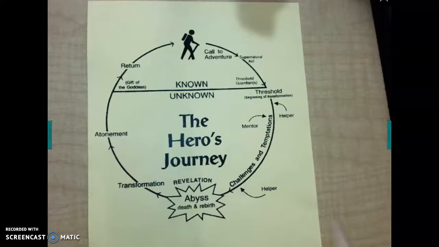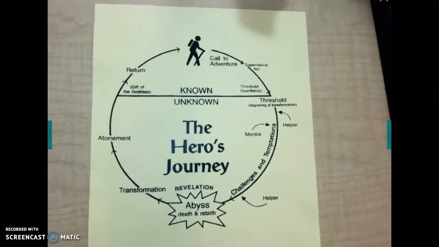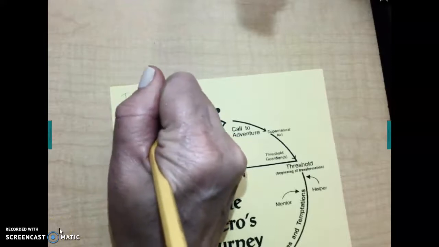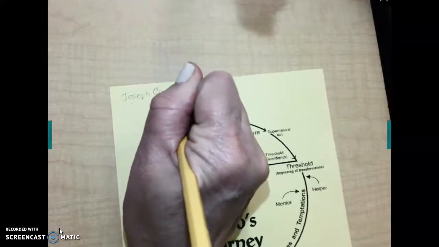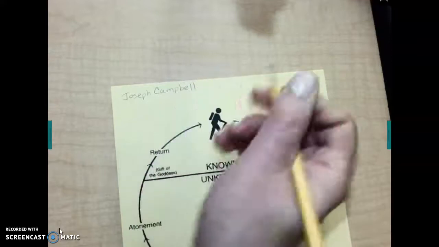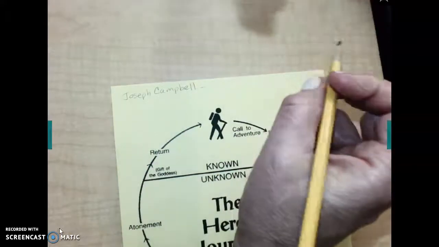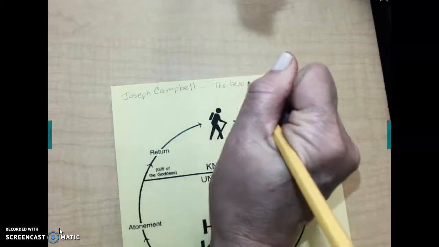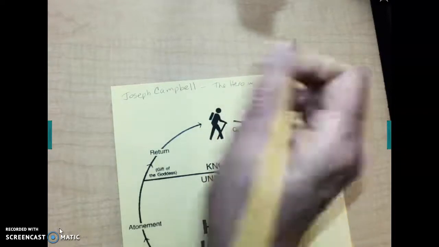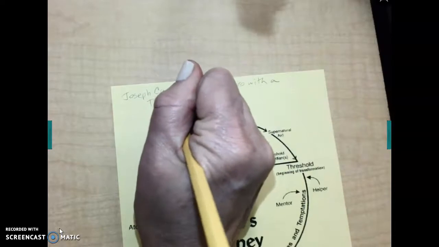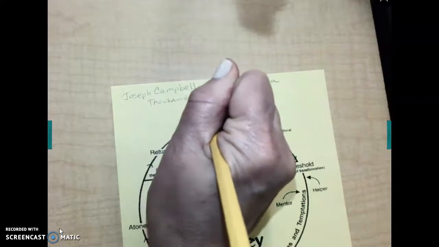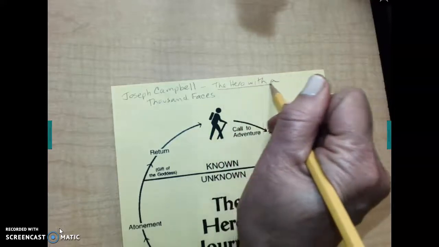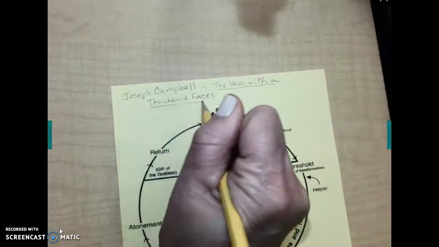You're going to be quizzed on these eventually at the end, so I just want you to remember and write up here the name Joseph Campbell. He's the one who came up with this hero's journey idea, and he wrote a book called The Hero with 1,000 Faces. Please write this. You'll need to know the title of his book. When we write, we always underline the titles of our works.